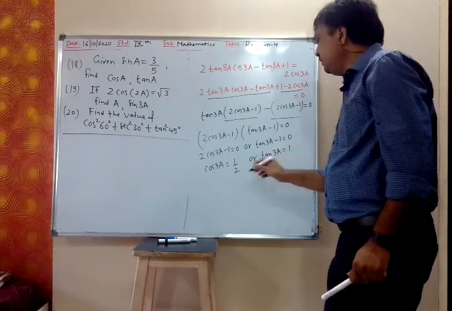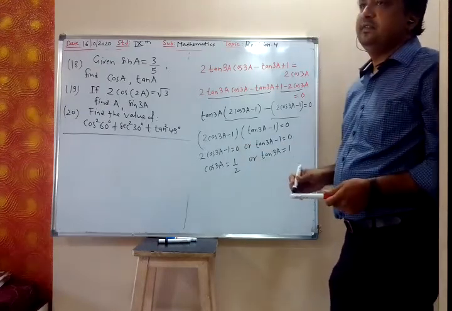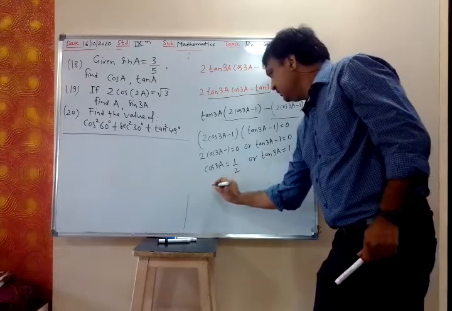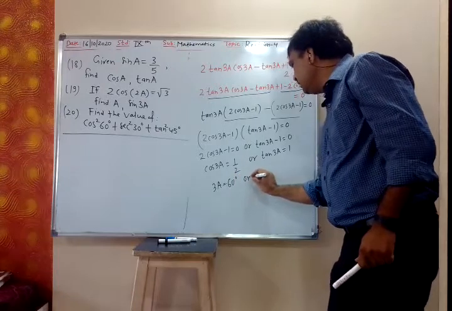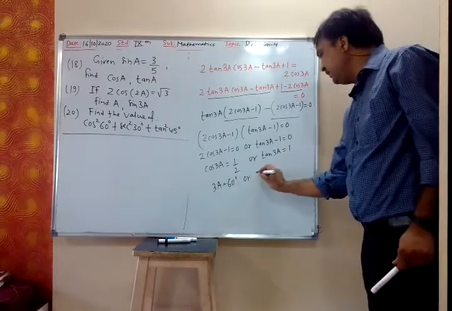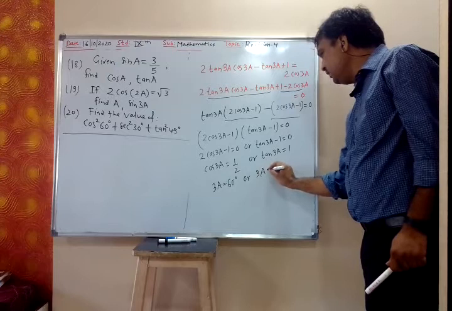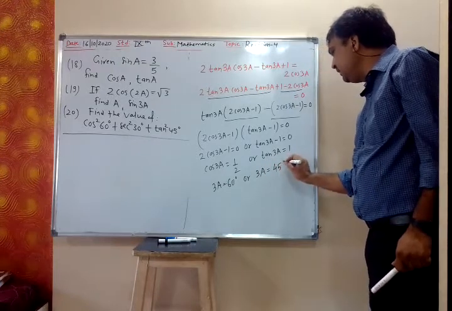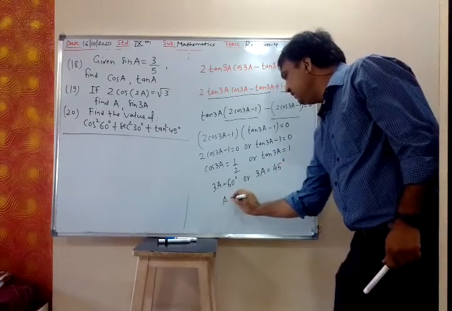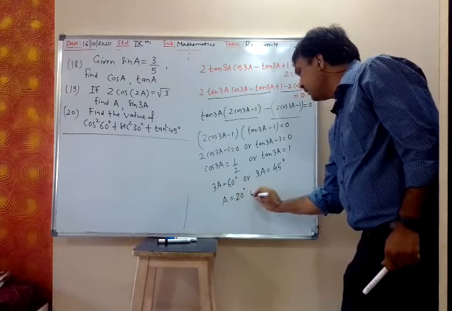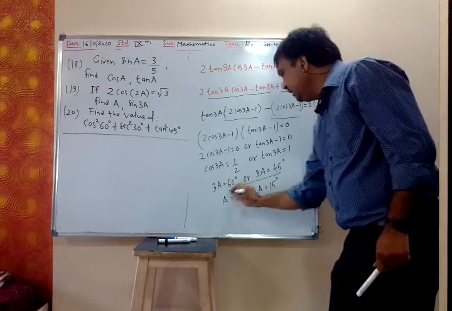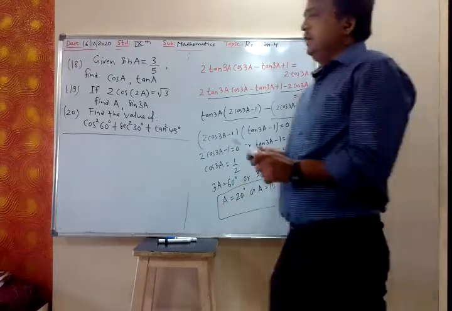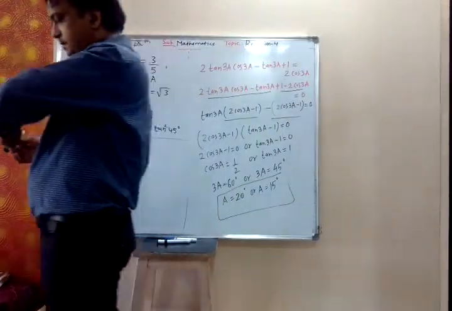So now cos of which angle is half? 60 degree. So that will give you 3a is equal to 60 degree. Or tan of which angle is 1? 45. So or 3a is equal to 45 degree. So that will give you a is equal to 20 degree or a is equal to 15 degree. Yes. So a has two values, 20 degree and 15 degree.